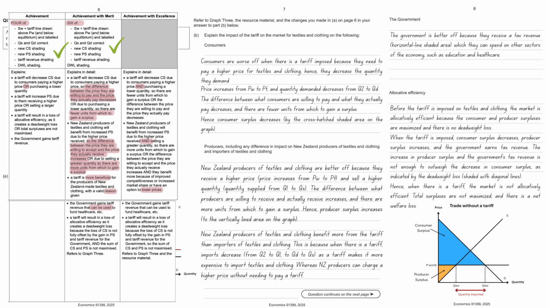And then lastly, for allocative efficiency, you say a tariff will result in a loss of allocative efficiency because it creates a deadweight loss. Because the loss of consumer surplus is not fully offset by the gain in producer surplus and tariff revenue for the government, and the sum of consumer and producer surpluses are not maximised. And then it's the same thing for excellence, you just have to make sure that you refer to graph 3 and the resource material. So what that means is, for referring to the graph, you say the changes, like Q1 to QS, for example. And then referring to the resource material means that you actually talk about the item that it's talking about. So you're talking about textiles and clothing here, and we've done all of that up to an excellence level.